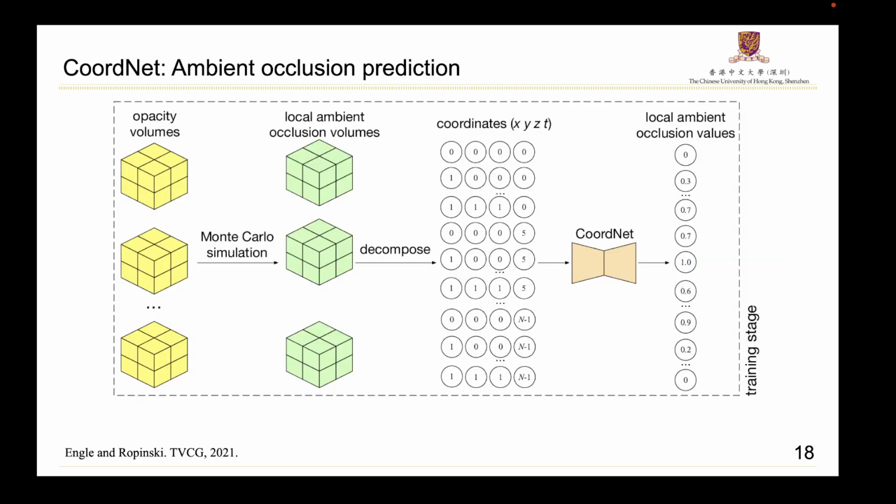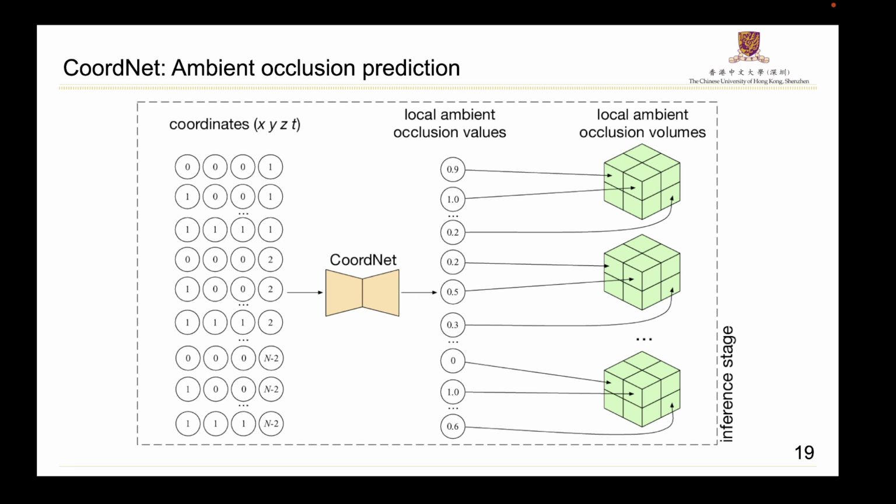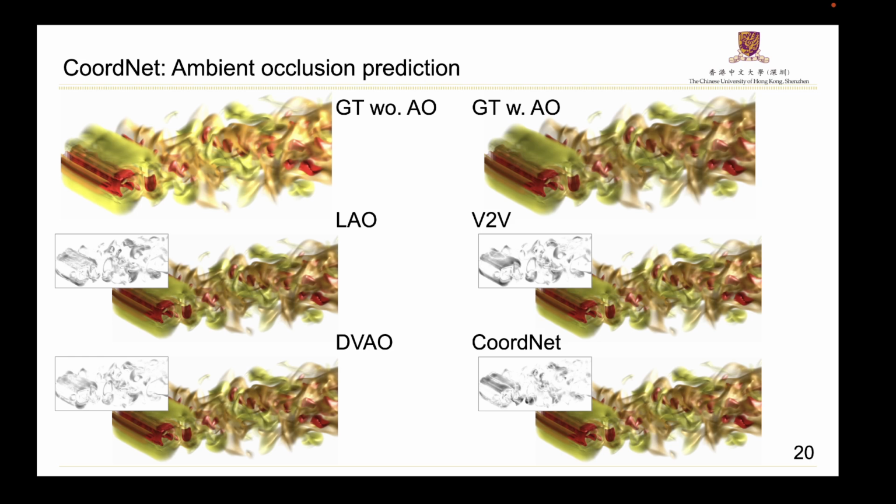And for the ambient occlusion prediction, we give the volume and the transfer function, and we produce the opacity volume. Then we use Monte Carlo simulation to produce the local ambient occlusion volumes, and use this data as our training samples to train our CoordNet. In the inference, we can sample different coordinates like x, y, z, and t to get the corresponding missing ambient occlusion volumes. Here is a comparison, which also shows the difference image at the top left corner. Based on this result, our approach produces fewer errors compared with the local ambient occlusion and the other two deep learning approaches.